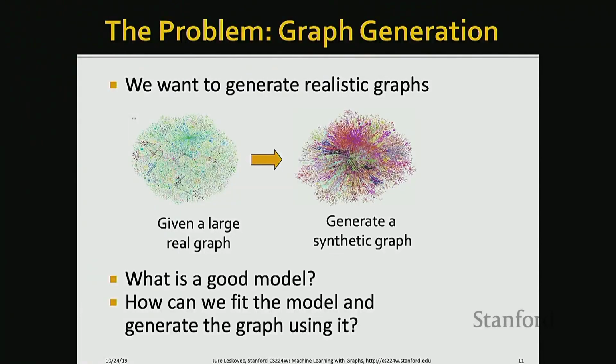We talked about this a bit before, right? In terms of null models and trying to capture properties of networks that we see in real life. Remember, clustering coefficients and things like that we talked about. What I want to do today is to say, given a graph, I want to generate a synthetic version. The question is, what is a good model? And then the question is, how do I feed the model to generate the graph?